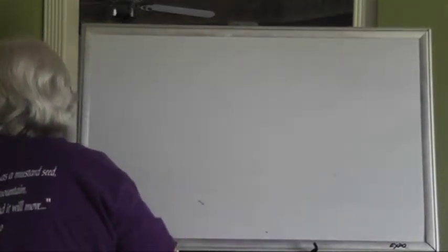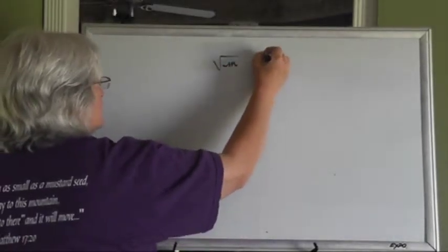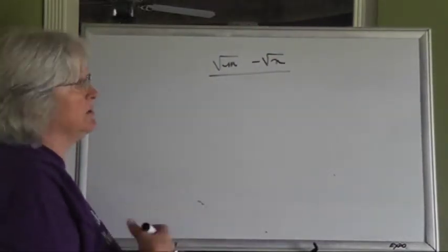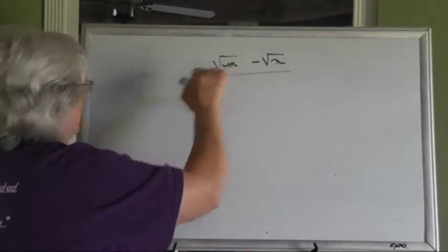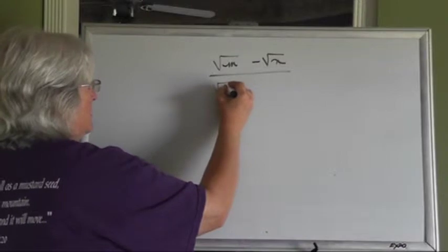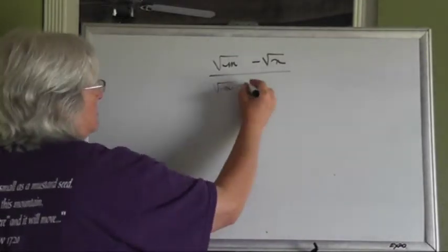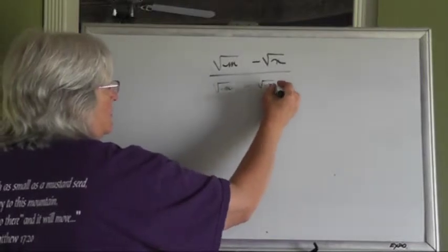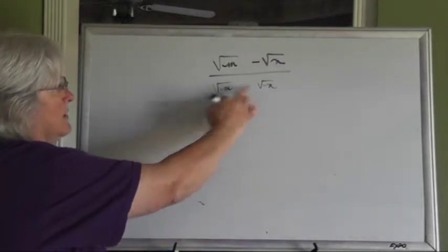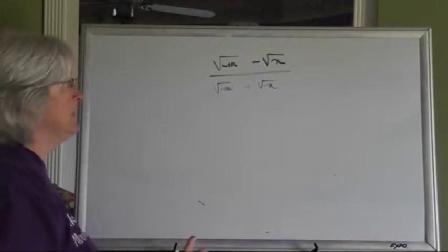Example number 3 says the square root of m minus the square root of n. I don't like m's and n's because it's hard to distinguish between them. My m's tend to have 3 humps. Divided by the square root of m plus the square root of n. Okay, now the first thing you need to do is realize, oops, can't do this because I have radical signs in the denominator, which means that I'm going to need to simplify those.